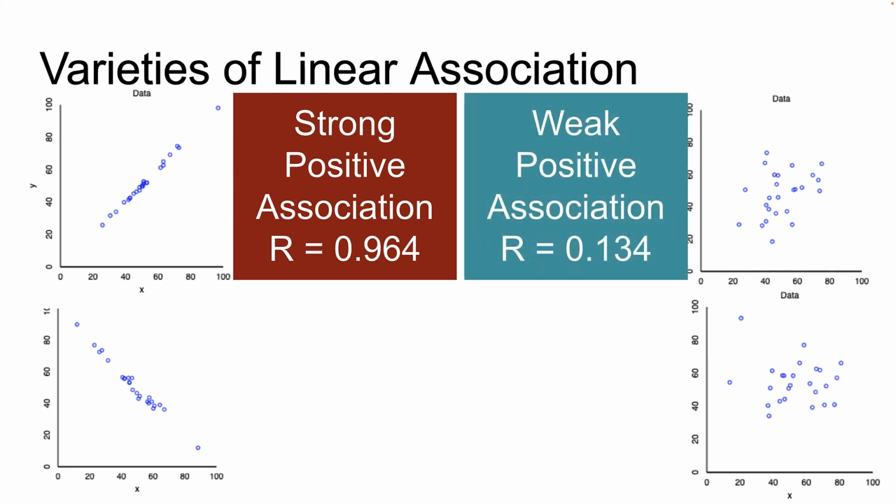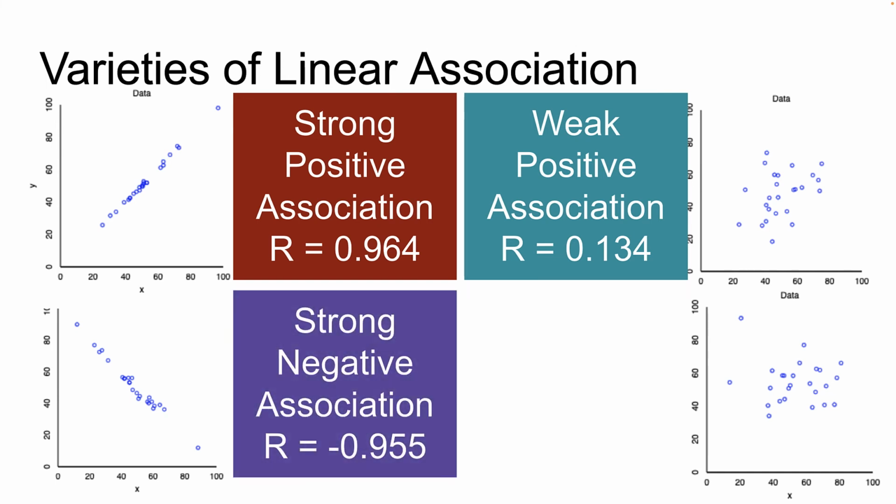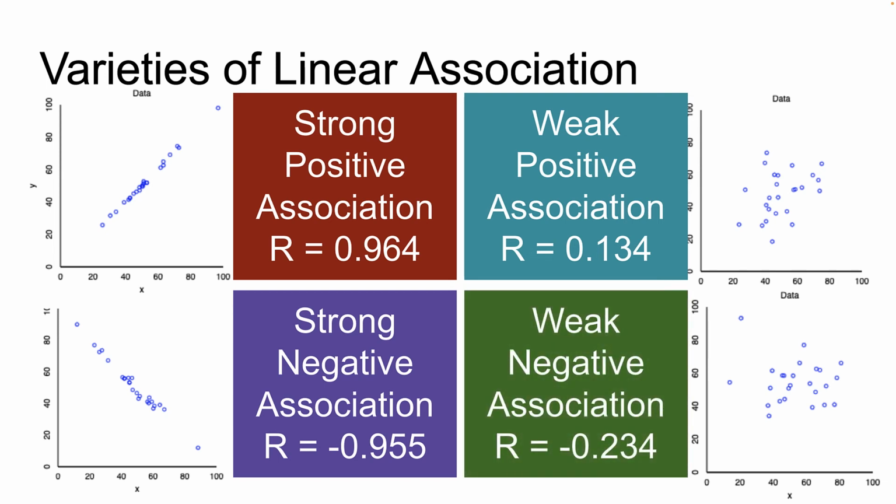On the upper right-hand side, this graph has weak positive association, and the value of R is equal to 0.134. R is positive because it's a positive trend or association, but it's close to 0 in this case because there is weak association between the 2 variables. On the lower left-hand side, this graph has a strong negative association. The value of R is equal to -0.955. On the far right-hand side, there's weak negative association, and the value of R is -0.234.